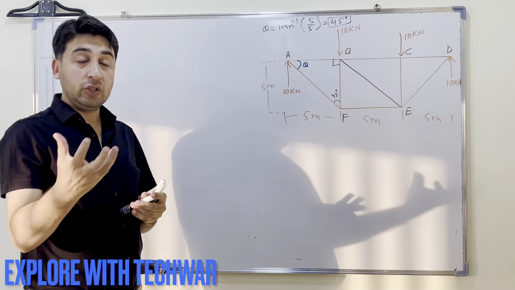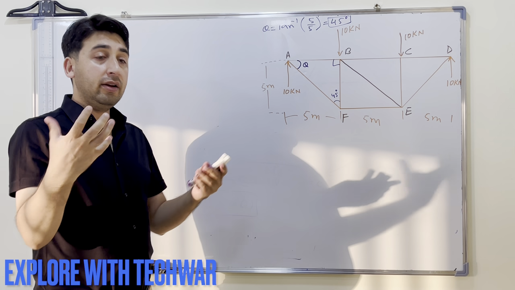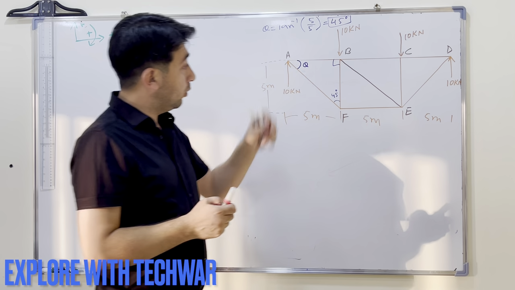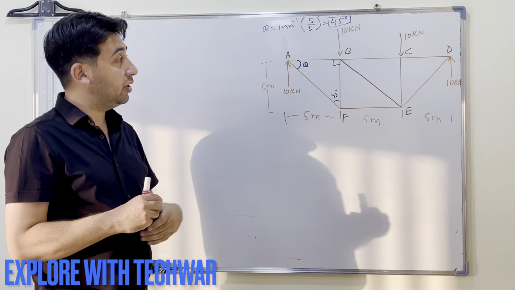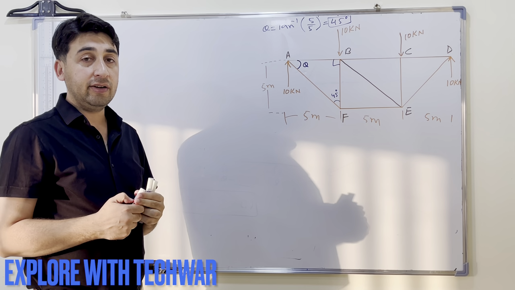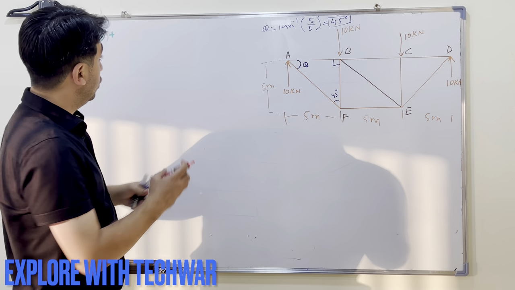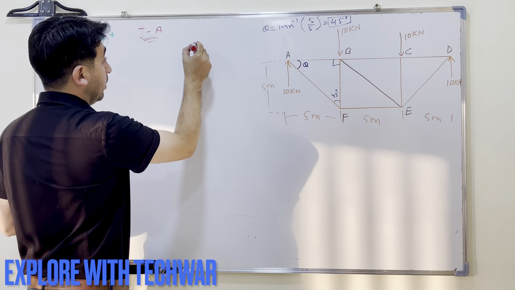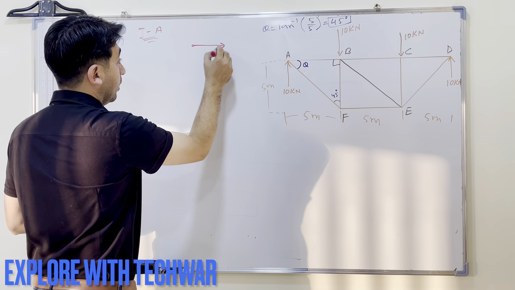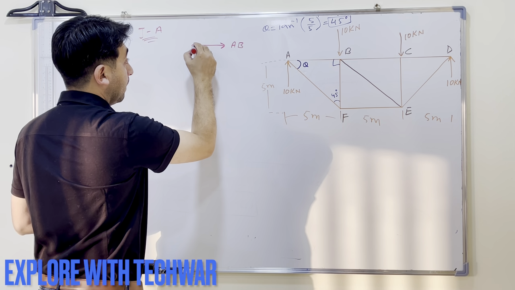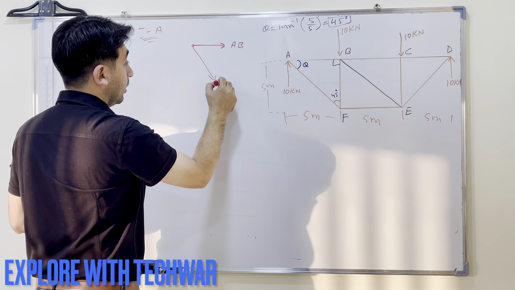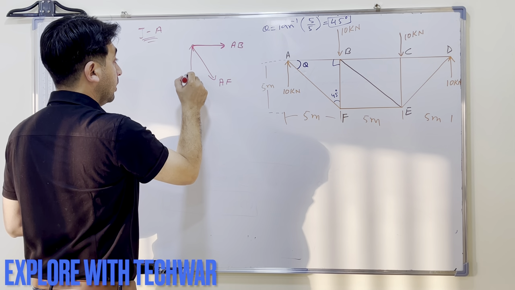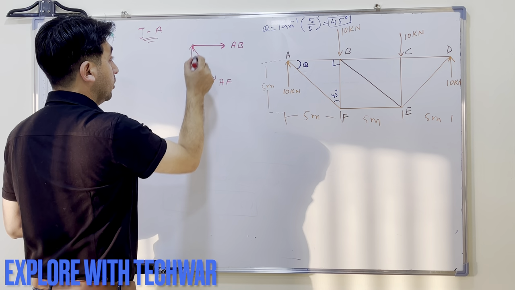Now we have to select a joint with the minimum unknowns and use the method of joints to find them. If I take joint A, which seems the simplest one, it has only two unknowns, and I can easily find them. So for joint A, I will draw the free body diagram, which has AB, AF, and this force of 10 kN.